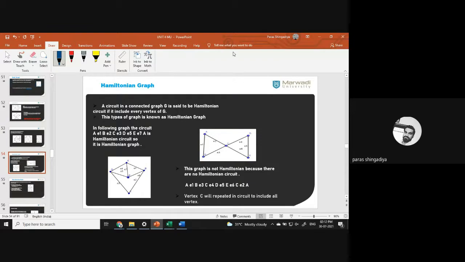It is a type of circuit. Such a circuit is said to be a Hamiltonian circuit if it includes every vertex of the graph G. In such a circuit, you have to include every vertex of the graph G. And this type of graph which is connected, and in which you can find such a circuit covering every vertex of the graph G, is known as a Hamiltonian graph. Here one example is mentioned, but try to draw another graph in place of that, and verify which Hamiltonian circuit the graph follows, and also mention it there.